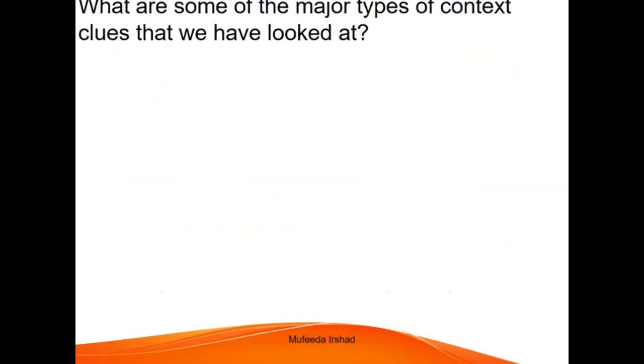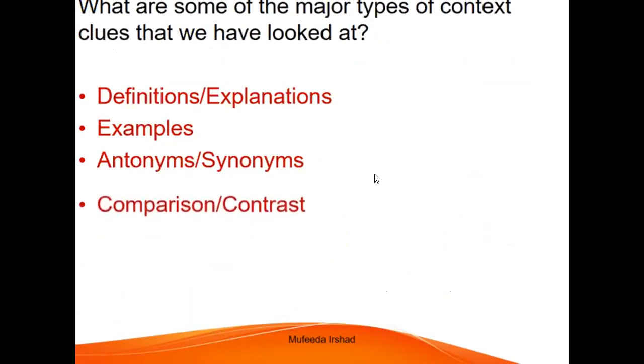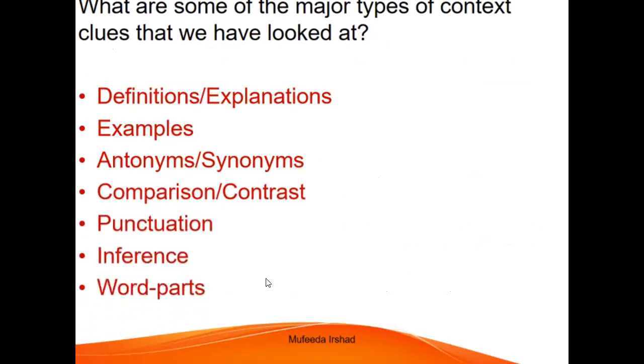What are some of the major types of context clues that we have looked at? Definition, explanation clues, example clues, antonym, synonym clues, comparison, contrast clues, punctuation clues, inference clues, and word parts clues.